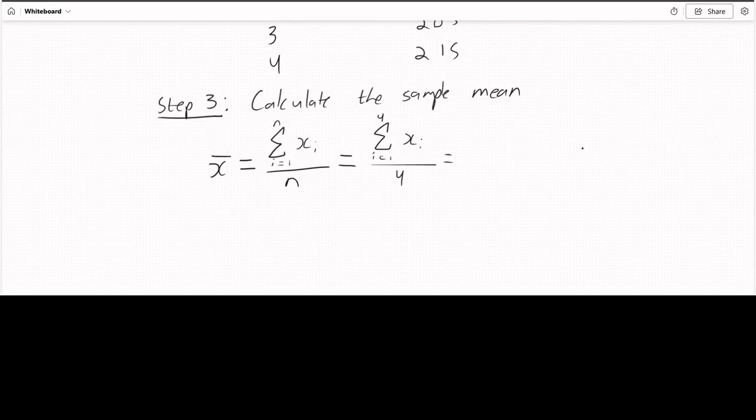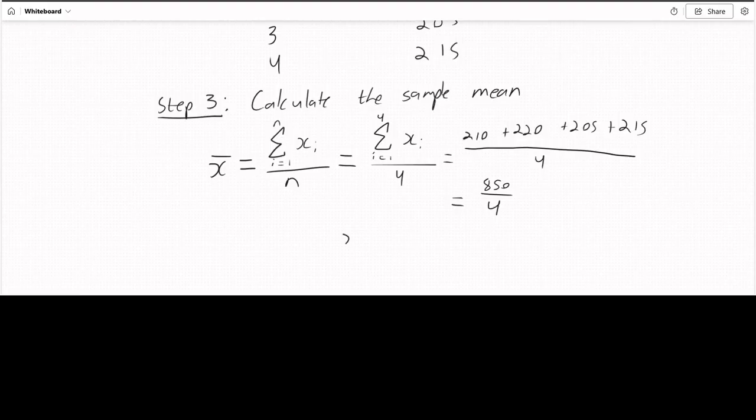Okay? And what that looks like is our first data point, x1, is 210. Plus our next data point, x2, is 220. Plus 205, all the way to our nth point, our fourth point, 215. We add those up and then divide them all by 4, which, adding everything on the top, simplifies to 850 divided by 4.